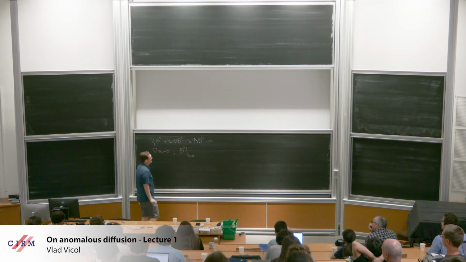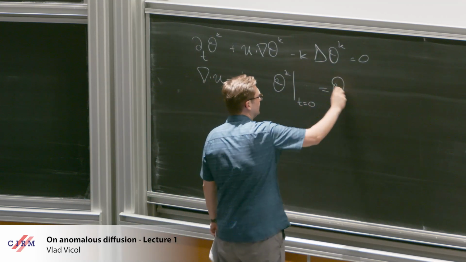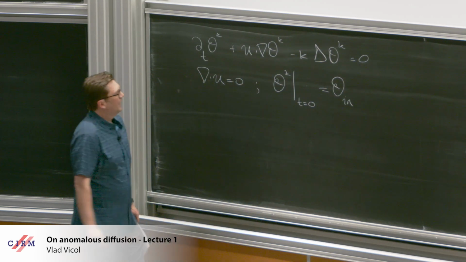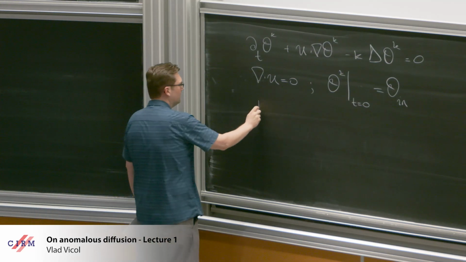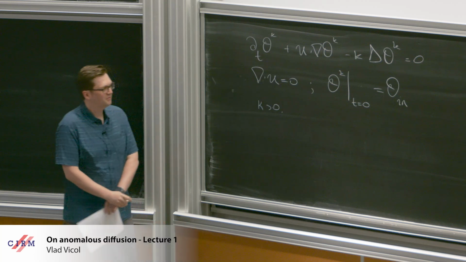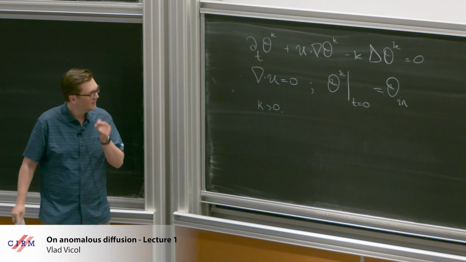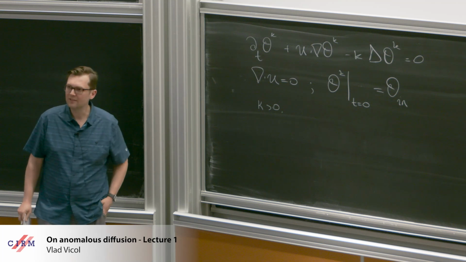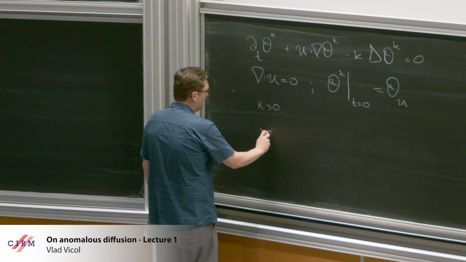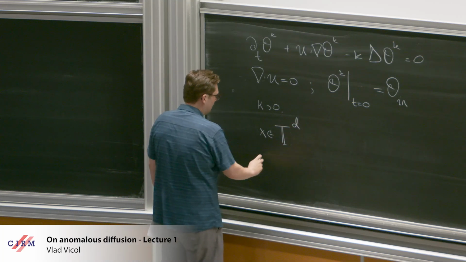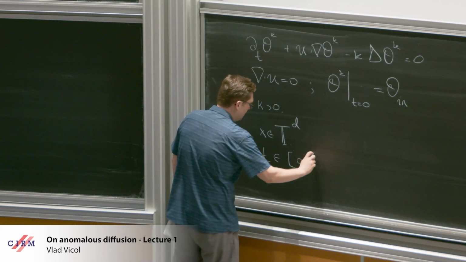There's some initial data, which I'm just going to label theta initial. And okay, so kappa is a positive number. It's molecular diffusivity, or if you go non-dimensional, it's inverse Peclet number. The problem is posed on the periodic box, so x is on the periodic box. T is, let's say, on any finite time horizon, it doesn't matter, [0,1].